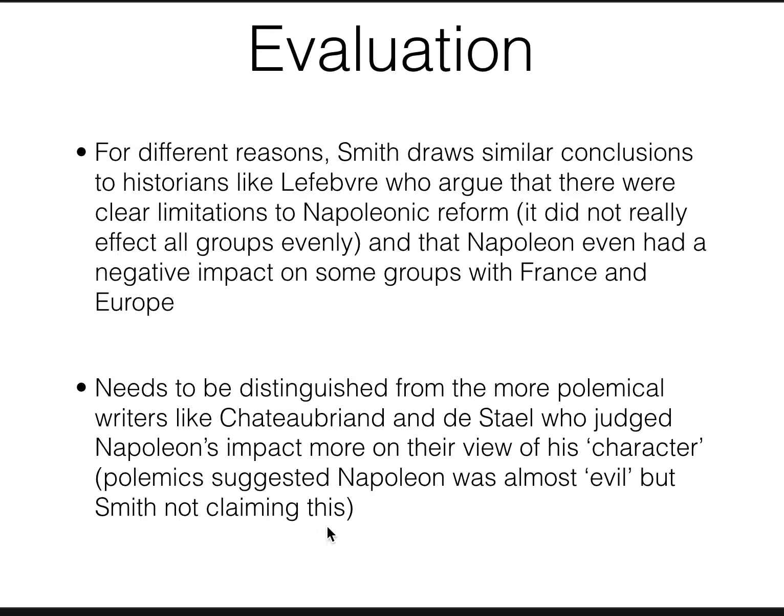I think it's also important to distinguish it though. Just because she's concluding that Napoleon's rule was essentially negative, or at least had very negative consequences for certain groups, that doesn't mean she's writing Napoleon off as an evil character like someone like de Staël or Chateaubriand does. So here it's important to point out that just because a historian might criticize parts of Napoleon and his rule, it doesn't mean that they necessarily think that Napoleon is an evil person. And that's an important distinction. Her work is analytical and scholarly, it's not polemic. I think that's an important distinction.